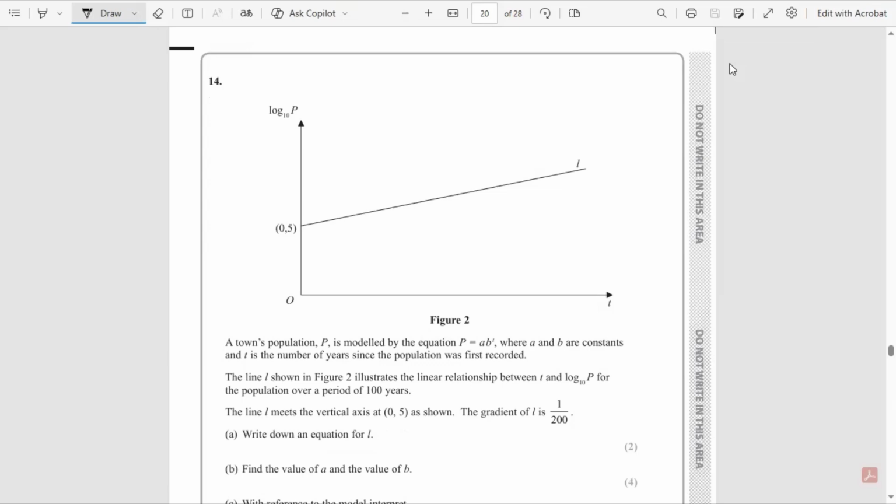Hi everyone. So in this video, we're going to work through a year 12 question on exponential modeling with a little bit of logs. And this question is from the AS sample paper.